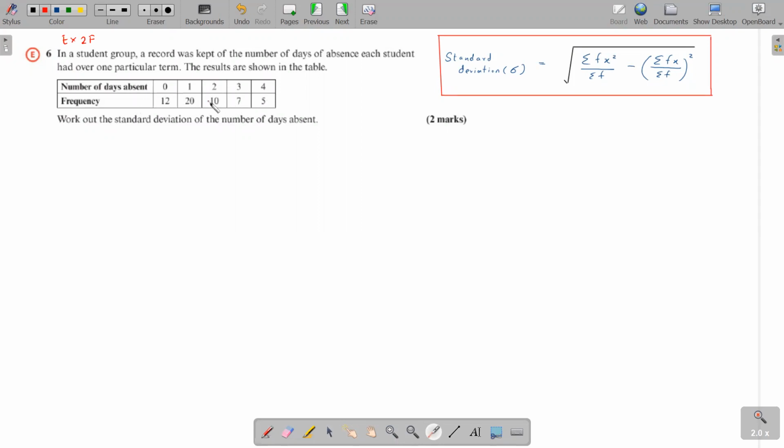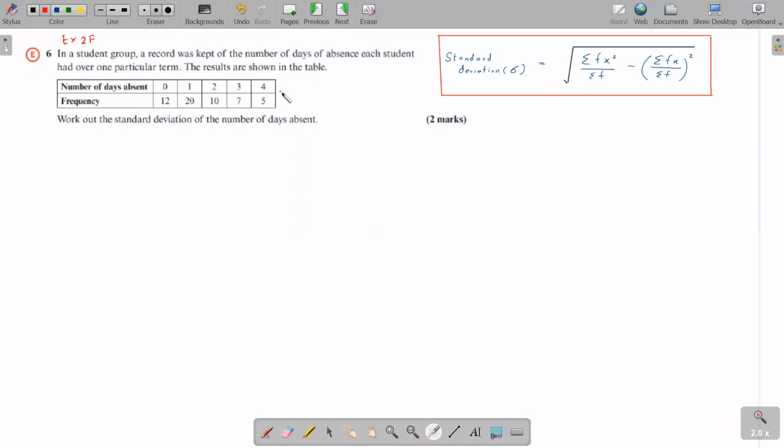Number of days absent, you have 0, 1, 2, 3, 4, and then the frequency. So 12 students were absent 0 days, 20 students were absent 1 day, 10 students were absent 2 days. You can see how it goes on. So how do you find the standard deviation?